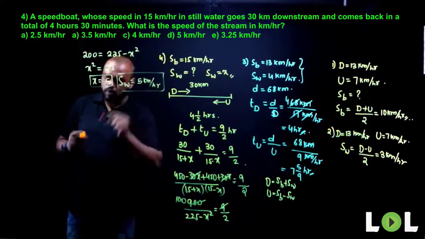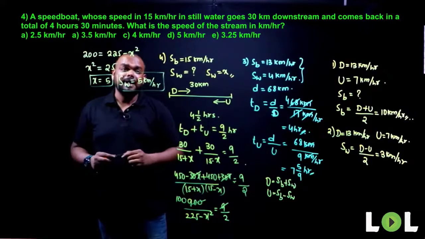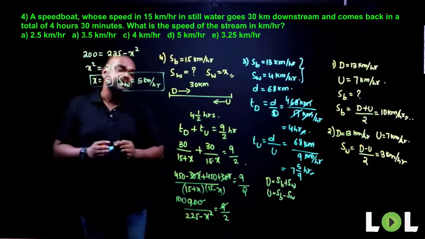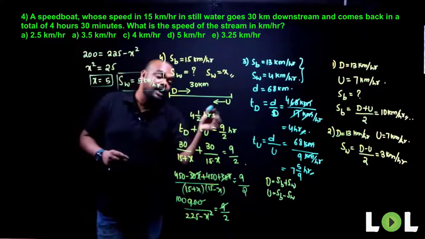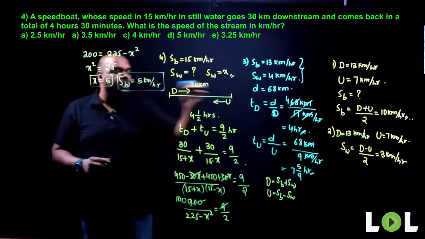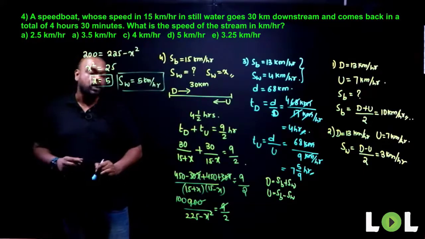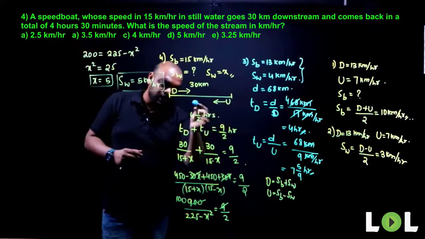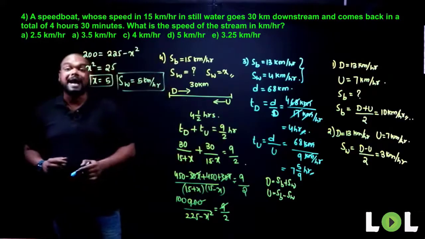I am repeating this question one more time. Stay with me. Speed of the boat is given as 15 kilometers per hour, and speed of water is asked. Let us consider the speed of water is x. Now he is telling us a speedboat goes 30 kilometers downstream and comes back to the same position in 4.5 hours. 4 hours 30 minutes is 4.5 hours. When it is going and coming back, one side it will be downstream and the other side upstream. So total time taken during downstream plus time taken during upstream is equal to the total time given in the question, 4 1/2, which is nothing but 9/2 hours.